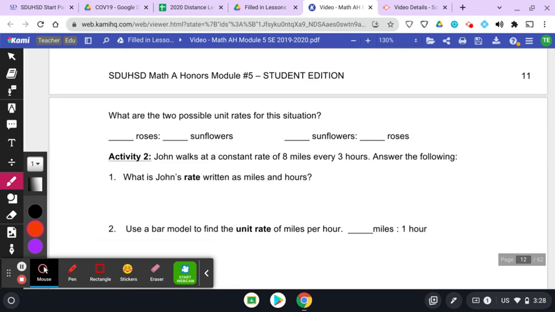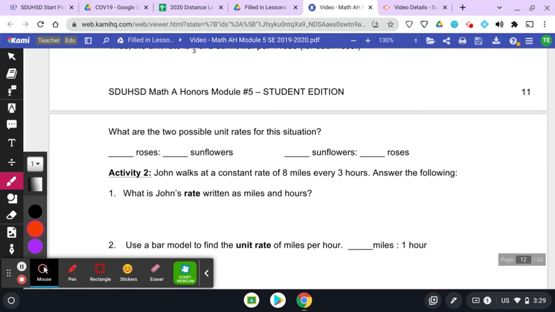All right. So we had 2 different ratios we were talking about on the previous page. We know there was 3 roses for 1 sunflower, or a third of a sunflower for every 1 rose. There are always 2 possible unit rates because you can put a different unit on the bottom. One time it's sunflowers, the other time it's roses. That's activity 1. Okay, activity 2.